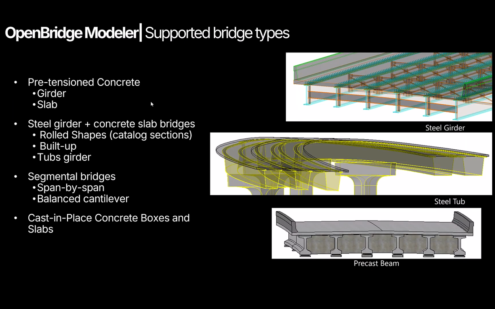What type of bridges can we do with Open Bridge Designer? We can do prestressed concrete bridges, girders or slabs, and steel girders with concrete slabs: rolled shapes, built-up, top girder. We can do segmental bridges with two methods of construction, span by span or balanced cantilever, as well as cast plate, concrete boxes, and slabs.